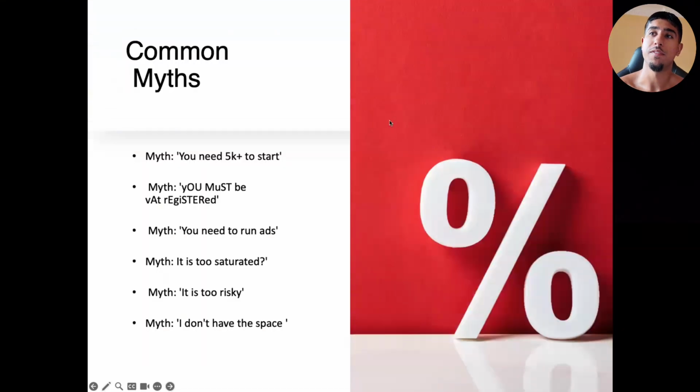Now, what are some common myths? You need 5K plus to start is a common myth. Now, why is this a myth? Well, you can actually start brand direct with about £1,000. A lot of brands, especially the small brands you work with, only require that you spend maybe £500 with them. So you don't actually need that much money to start. With wholesale, you need a bit more.